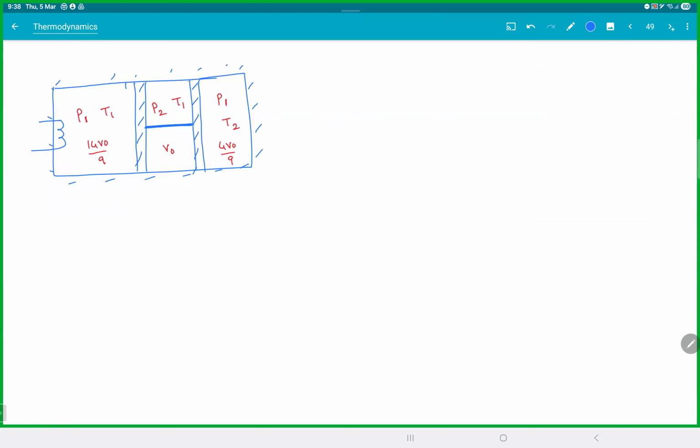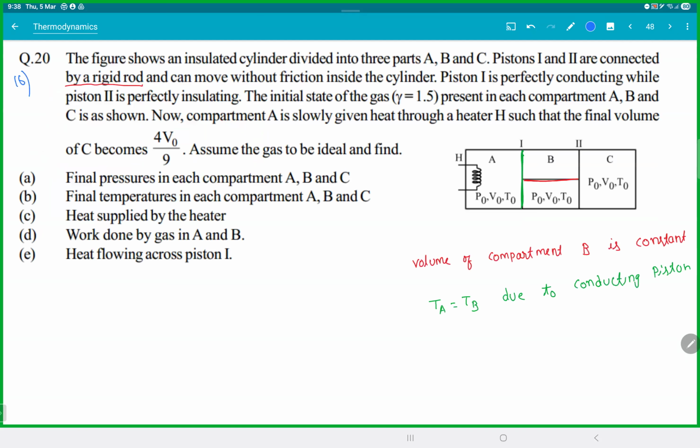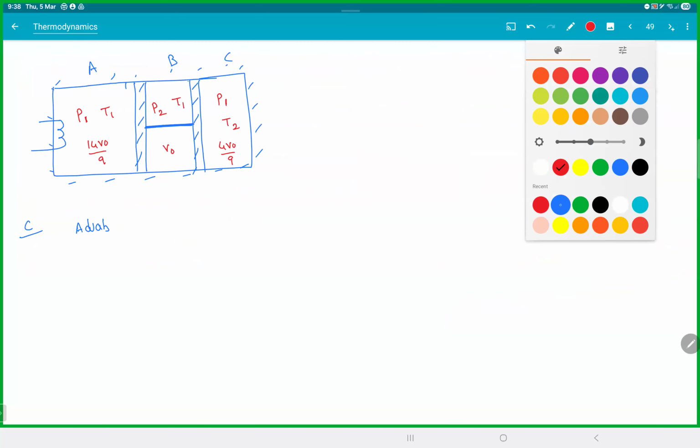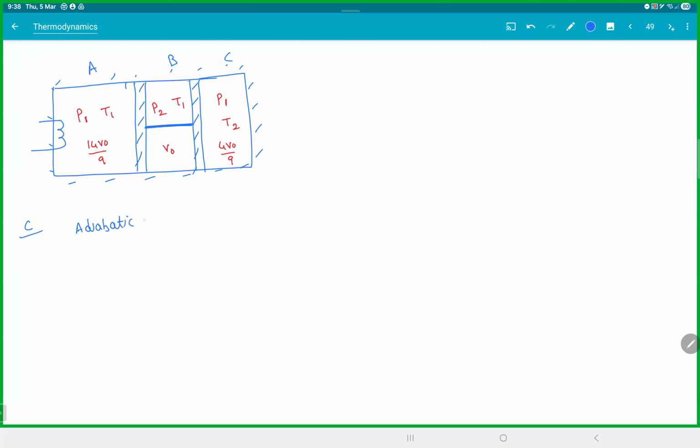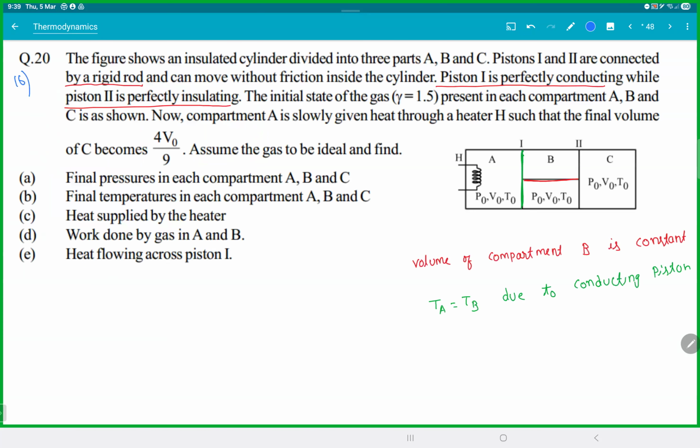Let's take each compartment. So this is compartment A, B, and C. Let's start with compartment C. Compartment C is an adiabatic process. Why? That piston is insulated. Even though the first piston is conducting, piston 2 is perfectly insulating, meaning heat cannot pass through piston 2. So this is an adiabatic process. Perfect. Then I can use initially T0 V0 to the power gamma minus 1 will be T2 times 4V0 by 9 to the power gamma minus 1. And gamma is given as 1.5.